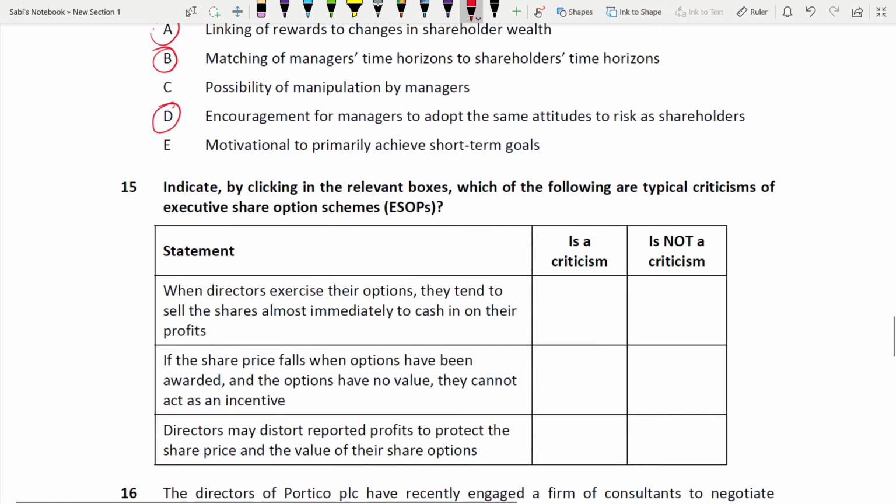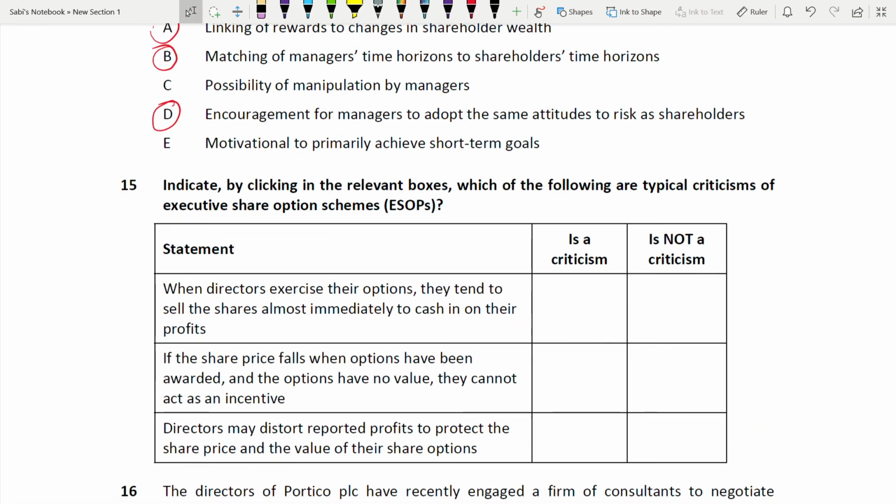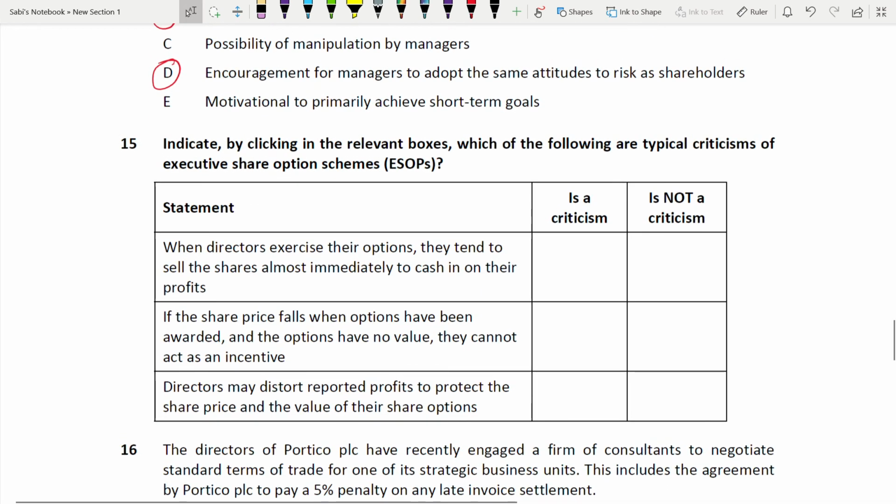So coming to 15. Indicate by clicking the relevant boxes which of the following are typical criticisms of executive share option schemes. We have studied the criticisms of executive share option schemes also. I think four or five criticisms we studied. So you should be able to quickly figure out which one is a criticism and which one is not a criticism.